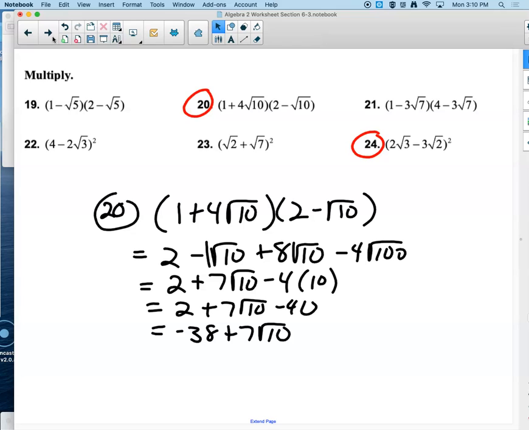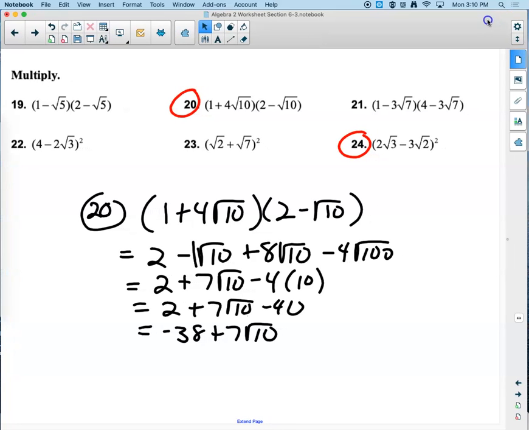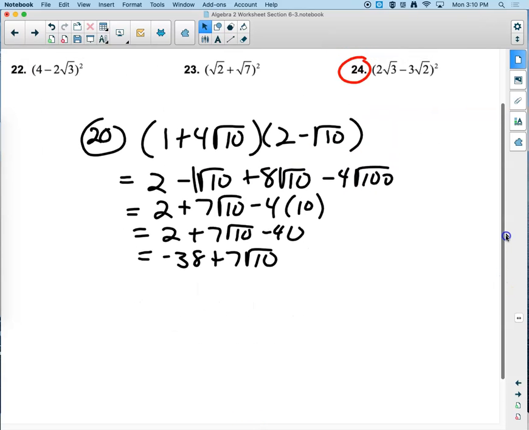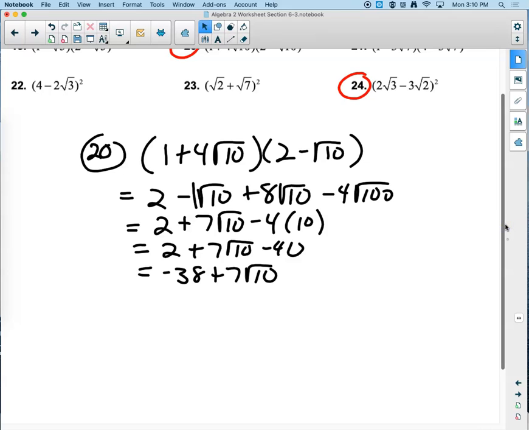Number 24. Now that the smartboard seems to be behaving a little bit, let me see if I can get 24 to fit up here.